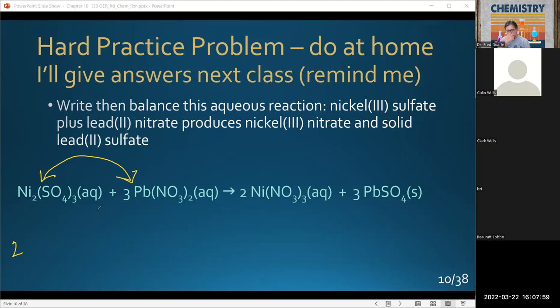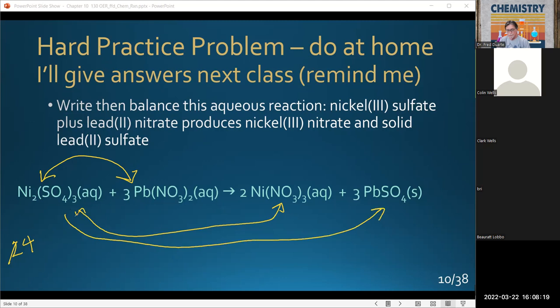Okay, now you have the relationship between the nickel sulfate and the nickel nitrate. Okay, so now you got 4 ratios that you can make. Then the nickel sulfate and the product lead sulfate, and there's 2 more ratios. So now you got a total of 6 ratios that you can write up. Then you have the lead nitrate and the nickel nitrate relationship, which in this case is a 3:2. So that's 2 more ratios you can write.